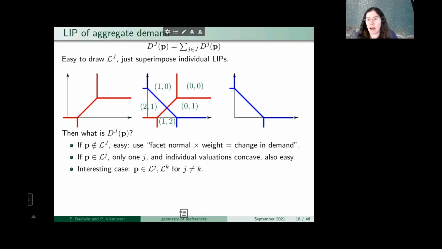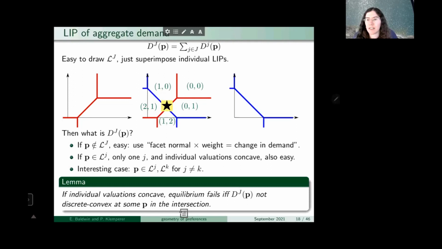So the only possible interesting case is when the price is on more than one individual lip. So here we come to the point that Alex mentioned, that the interesting things are the intersections. So if individual valuations are concave, then equilibrium is only going to fail if this aggregate demand set is not discrete convex at some price in the intersection. So now I wanted a property that held for all prices, and I've narrowed it down to only caring about prices in the intersection. And so now we need to think about what in fact goes wrong at this specific intersection that we've been drawing as an example through this talk.